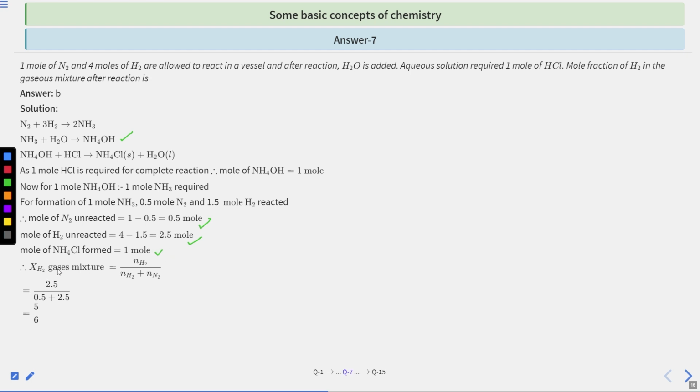Therefore, the mole fraction of H2 in the gas mixture will be equal to the mole of H2 divided by the mole of H2 plus the mole of N2. And it is coming out as 2.5 divided by 0.5 plus 2.5, which is 5 by 6. Hence, option B is the correct answer to this question.